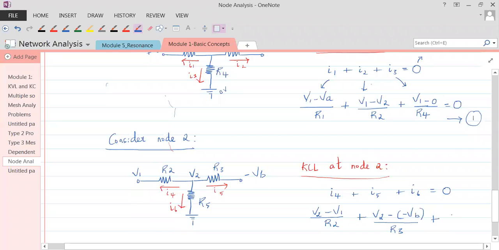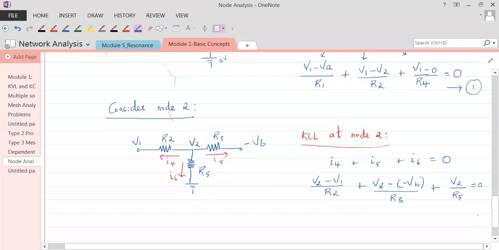Then you have V2 by R5. It's V2 minus 0 by R5. So this is your second equation. Anyways, we have to bring this to the standard form. So when we solve the problem, we shall do that. Here you should understand that we wanted two equations because there are two unknowns, and this is how we obtain our unknowns. Is everybody okay with that?